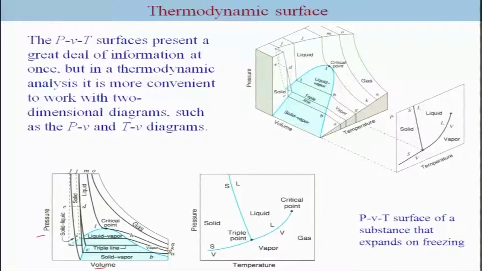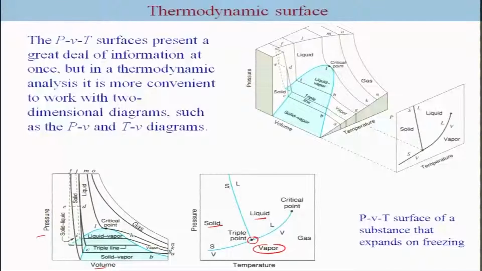So, you have this solid and vapor, this is your sublimation line, this is your fusion line, this is your vaporization line, and this is your triple point where these three phases coexist. So, this is your triple point, and this is again solid, liquid and vapor.